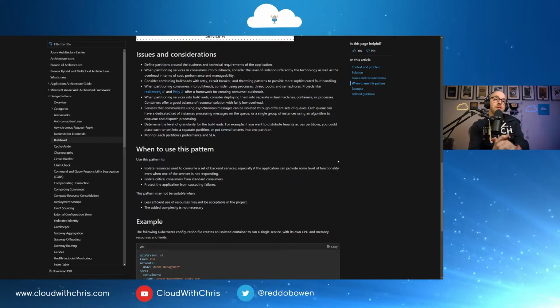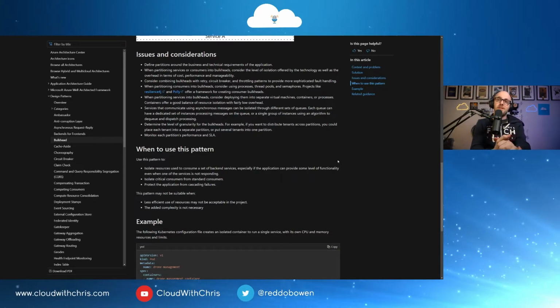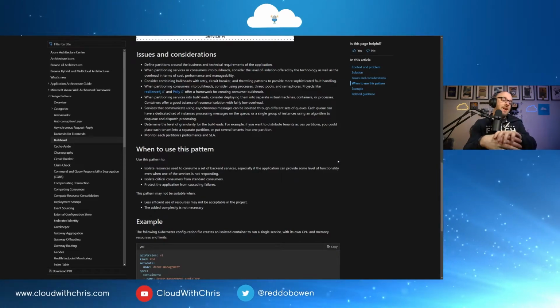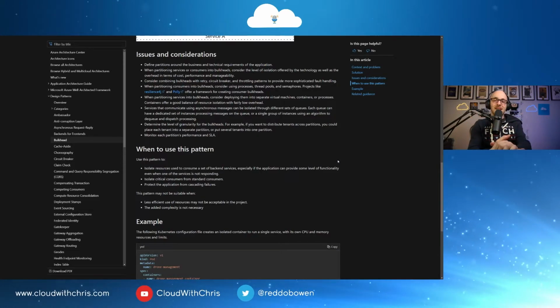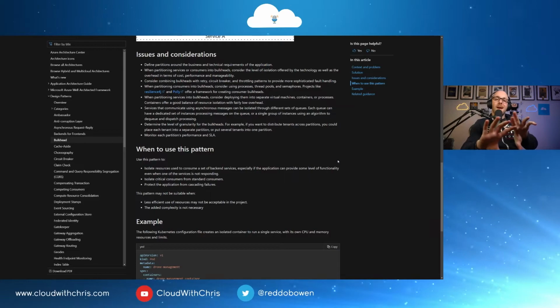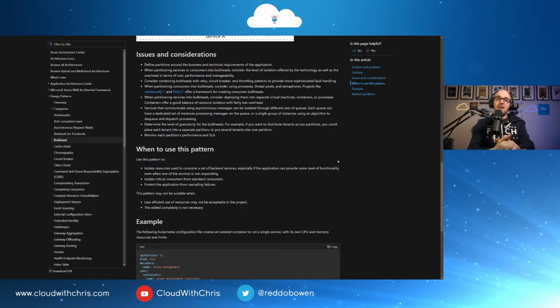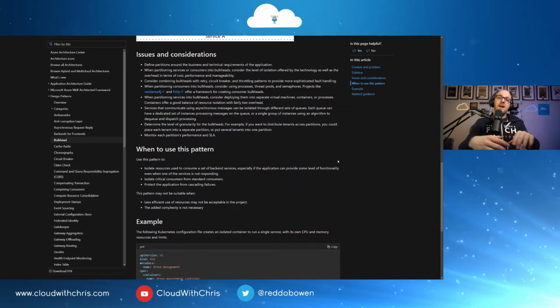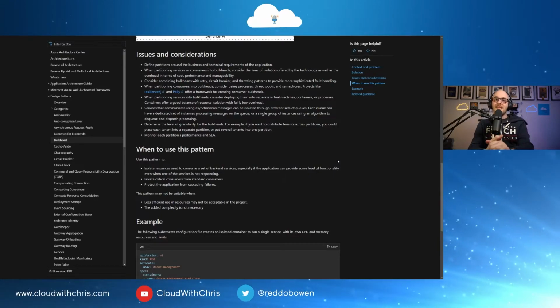Defining your partitions around the business and the technical requirements of the application. So, you want to go and segregate those in a way that makes sense logically. You're not introducing unnecessary complexity for the sake of it. Go ahead and isolate and segregate those based upon those requirements. So, availability, for example, and scalability.